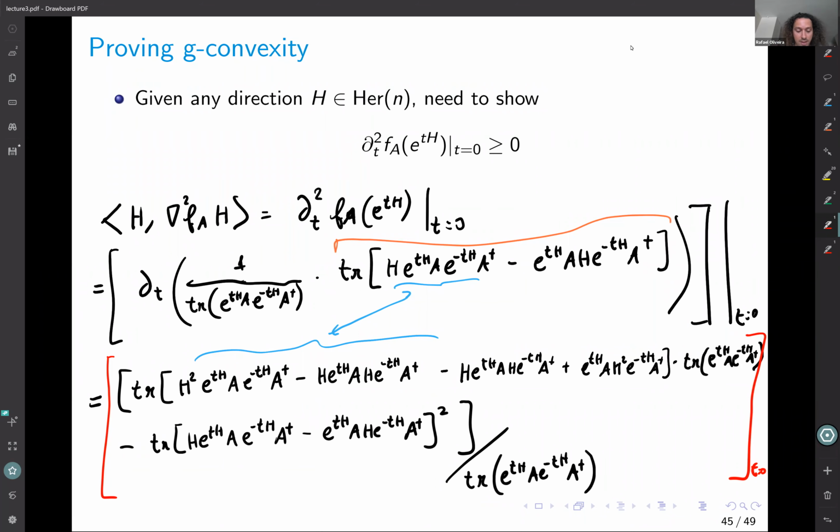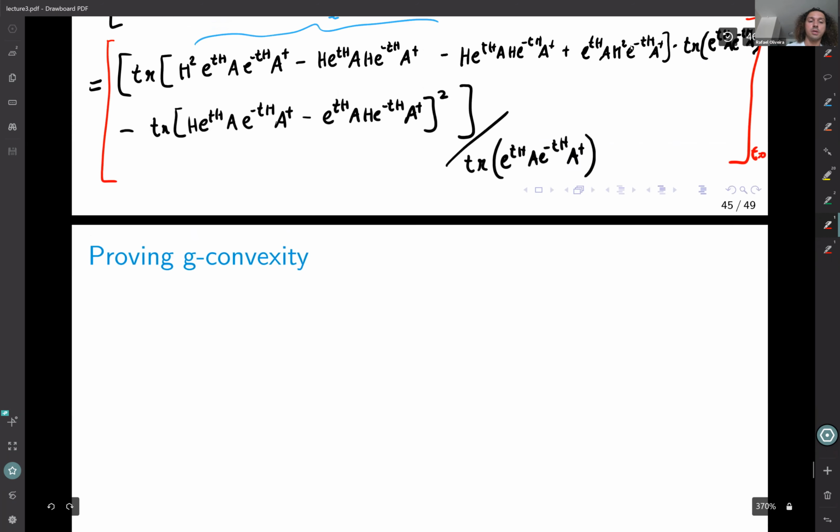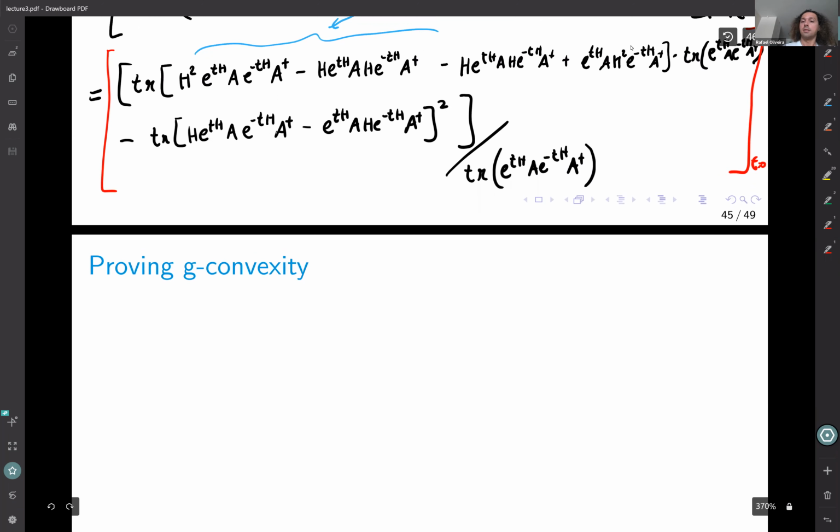Now, what happens when we evaluate this huge expression at t equals 0? All the e^{tH} become identities. Let me use the expression above. Evaluating at t equals 0, first of all, the denominator becomes, sorry, there's a square here, so the denominator is the norm of a squared, squared. So we have 1 over the norm of a to the 4th, times the numerator.